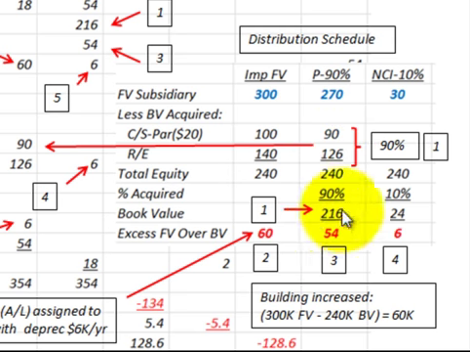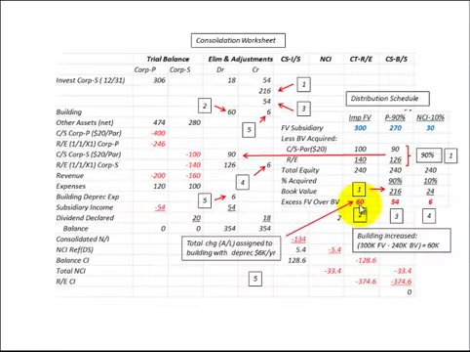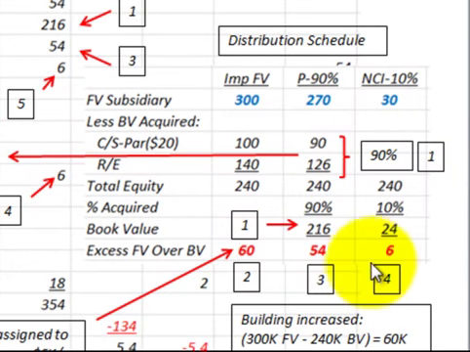So the total amount that we have to adjust here is $216,000. So we'd go up through the investment in the sub's account. We'd credit that for $216,000, and then the balancing entries would be to the common stock for Corporation S for $90,000, and then the retained earnings amount for $126,000.